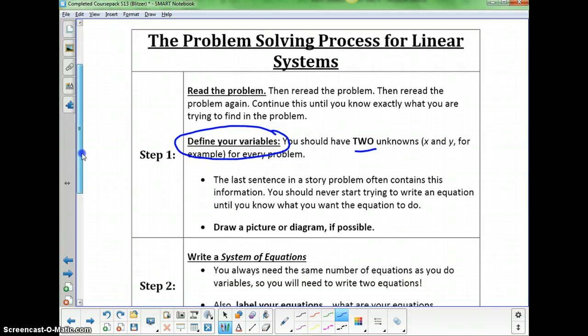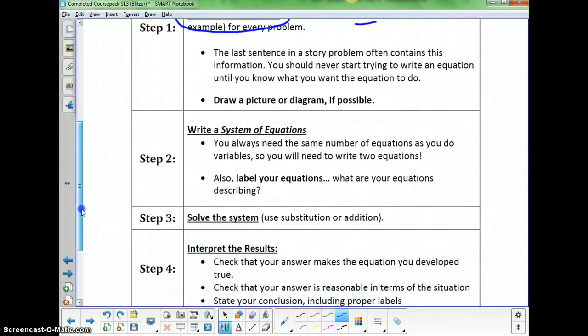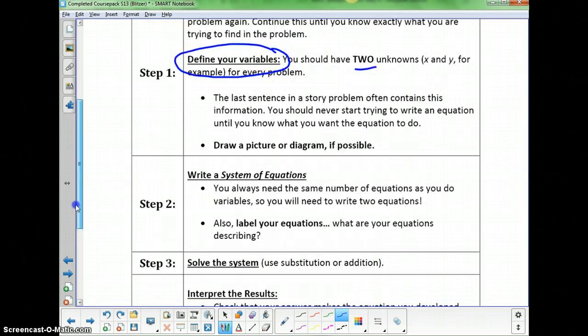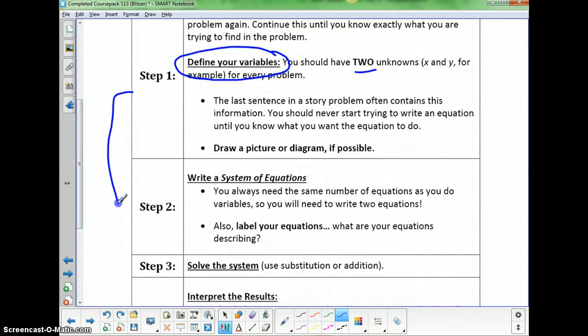It's also very useful to draw a picture sometimes. Step 2 is about writing a system of equations. Step 3 is about solving it and interpreting the results. Again, I want to emphasize the importance of these first two steps. The goal in these problems is not actually to get the answer and to solve the system, but to write the system using our variables. So these two steps are the most important steps in this process. Look at an example.